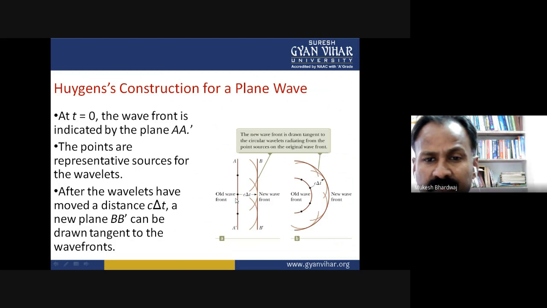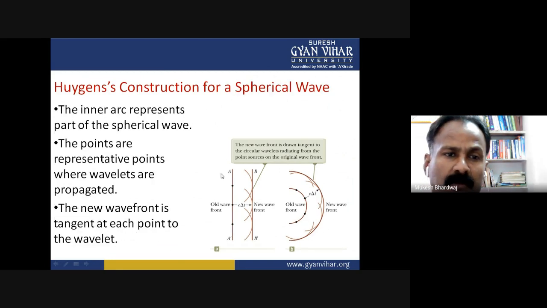So, old wavefront, new wavefront; if I'm talking about the circular case, the old wavefront and the new wavefronts. The inner arc represents part of the spherical waves. The points are representative points where wavelets are propagated. The new wavefront is the tangent at each point to the wavelet.